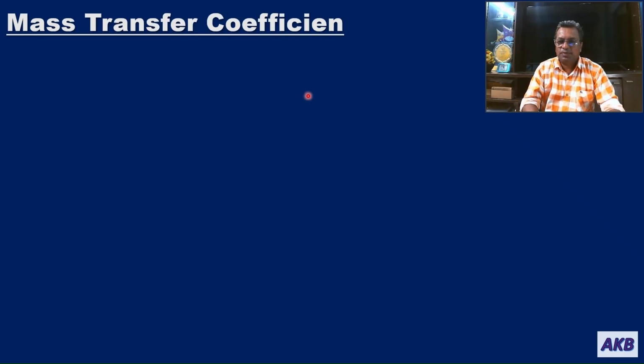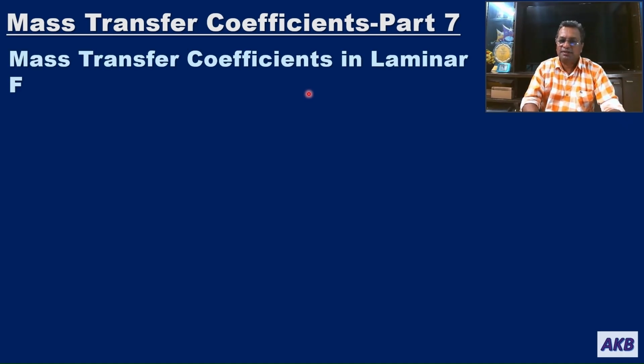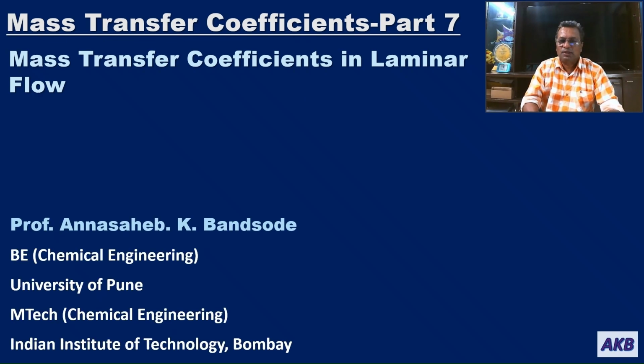This is the seventh part of my discussion on mass transfer coefficients, and today I will be discussing how to find mass transfer coefficients in laminar flow. In part number 6, the previous video lecture, I had derived the continuity equation, and I need that continuity equation in today's discussion. So let us begin the discussion.